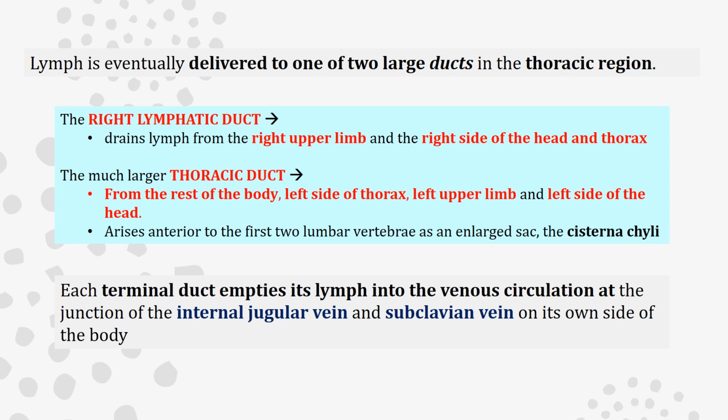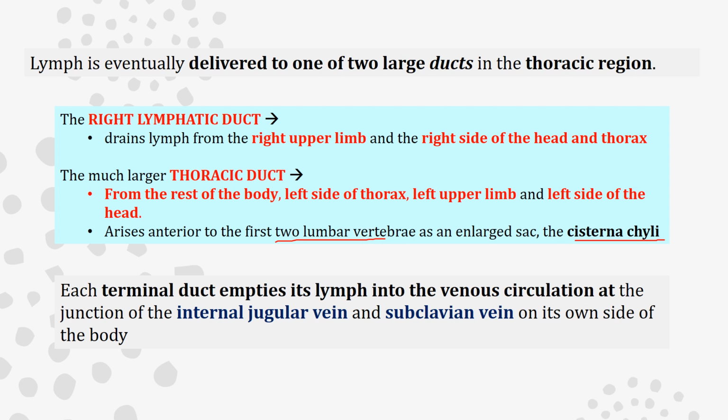So the right lymphatic duct drains from the right upper limb, your right side of your hands, shoulders, your right side of your head, and the right side of your thorax region, while the much larger thoracic duct actually receives lymph from the rest of the body. So the thoracic duct actually arises anteriorly around the first 2 lumbar vertebrae as an enlarged sac known as cisterna chyli, which collects lymph from the 2 large lumbar trunks as well as the intestinal trunk.